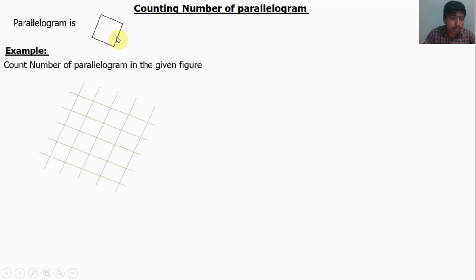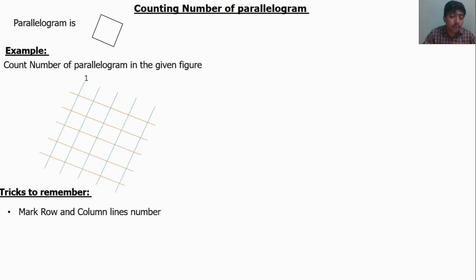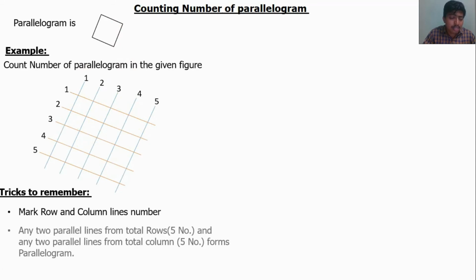Then counting the number of parallelograms. A parallelogram is this shape. Okay. Let's take a problem. In this figure, we have to find the number of parallelograms. Remember these tricks. The first step, mark the row numbers and column numbers. 1, 2, 3, 4, 5 columns are there, and 1, 2, 3, 4, 5 rows are there. Okay. The concept is, if any two row lines and any two column lines are combined, it will create a parallelogram.